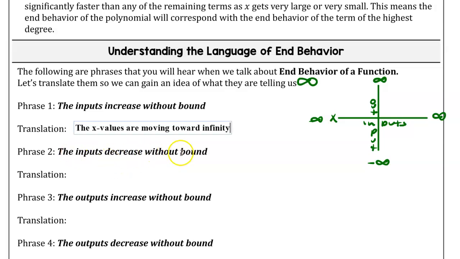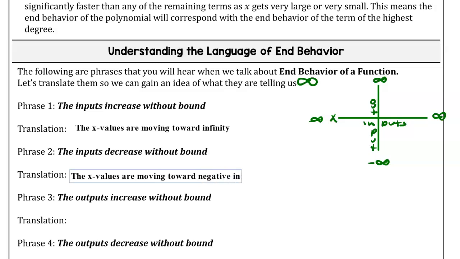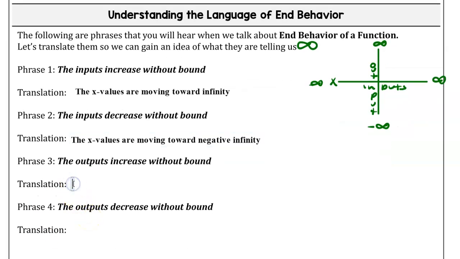If the inputs are decreasing without bound, which means without bound means forever. So the inputs are decreasing forever, we end up with negative infinity, right? So the x values are moving toward negative infinity. Right? And we can do the same phrasing, but with the outputs, which means just the y-axis, right? So we're talking about outputs increasing without bound, right? Outputs, y-axis.